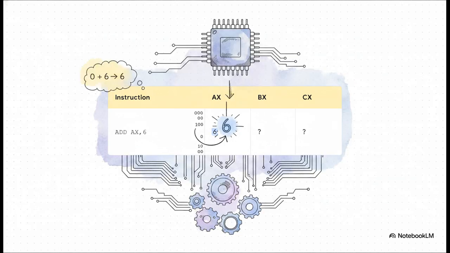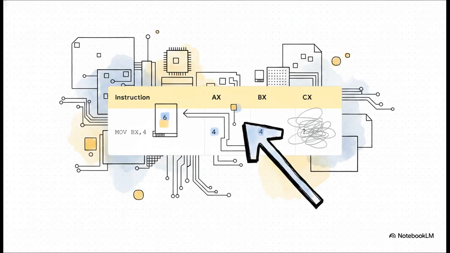All right, next line. The CPU executes ADD AX, 6. So it looks at the current value in AX, which is 0, adds 6 to it, and puts the result, which is 6, of course, right back into AX. See how it updated?